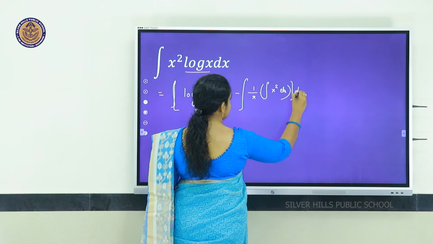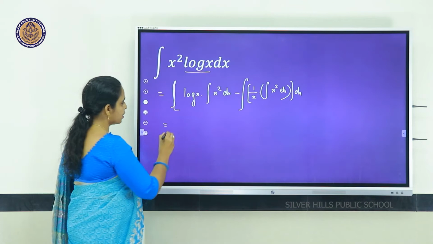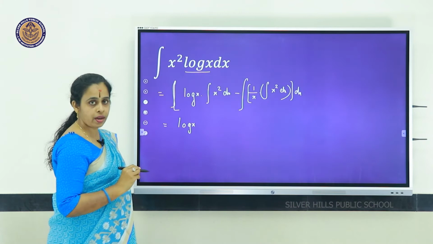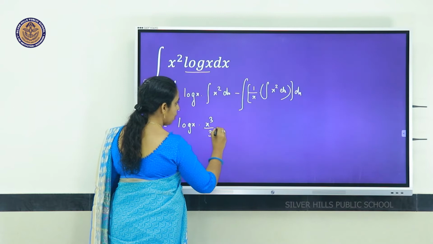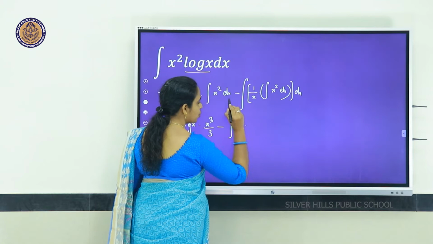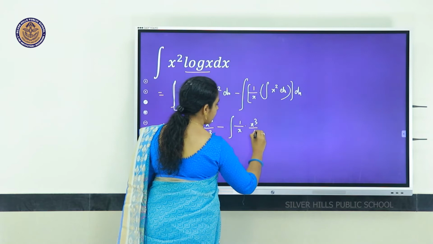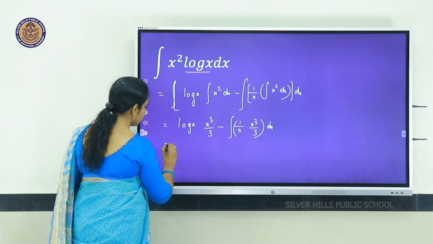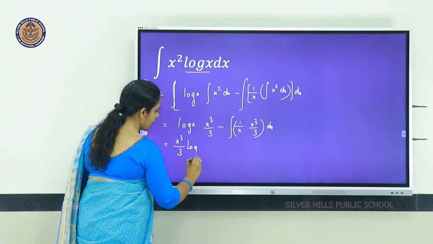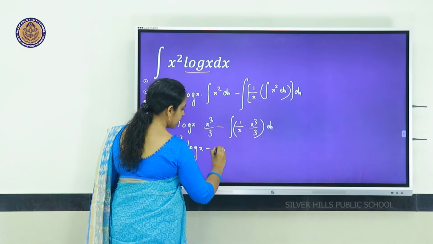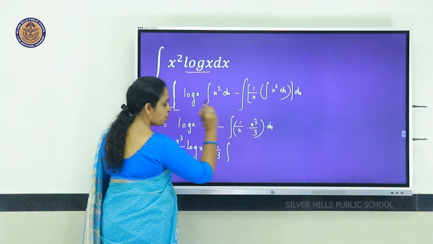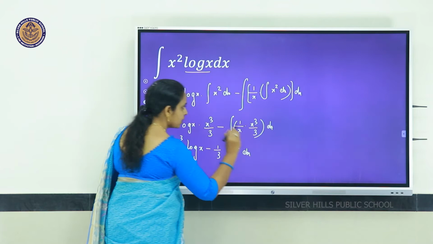Equal to log x into, what is the integral of x square? It is x cube by 3, minus integral 1 by x into x cube by 3 dx. Equal to x cube by 3 log x minus 1 by 3, which can be taken outside, integral x cube by x makes x square, so x square dx. We are continuing.